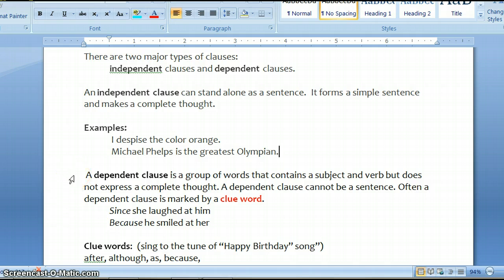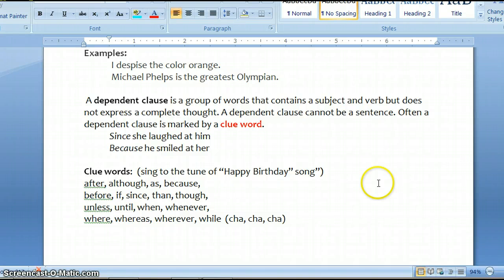A dependent clause is going to be a group of words that also contains a subject and a verb, but it does not express a complete thought. A dependent clause cannot be a sentence, and often it is marked or it's begun by clue words like since or because. So when you see those words, you know that it's got to be a dependent clause. So I have a list of clue words here for you.